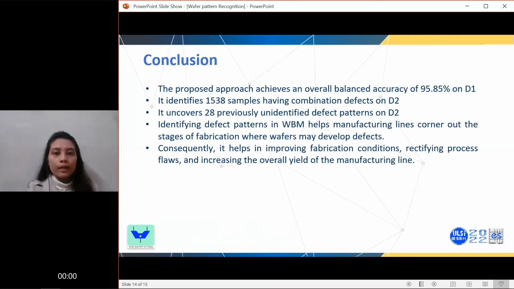Identifying defect patterns in wafer bin maps helps the manufacturing line pinpoint the stages of fabrication where wafers may develop defects. Consequently, it helps in improving fabrication conditions, rectifying process flows, and increasing the overall yield in the manufacturing line.